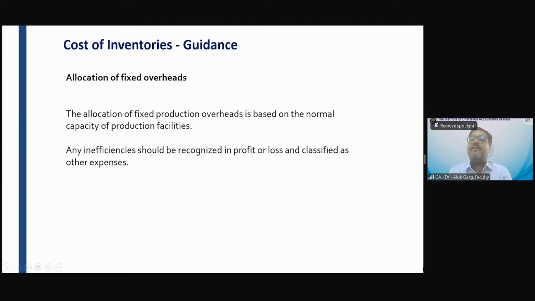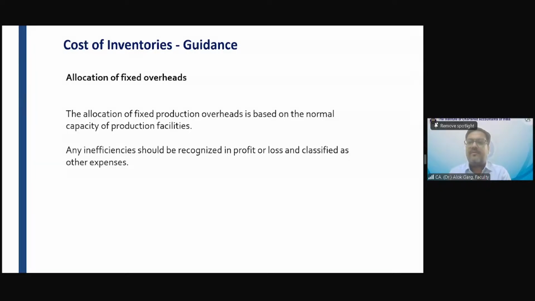So Priyanka, I'm asking you, let's say the fixed overhead, the rent, is 1 lakh rupees. I'm asking a question and this question goes to you. The rent of the factory is 1 lakh rupees, and the normal production capacity of that factory is 10,000 units per month. So what is the per unit cost of rent which is allocated to the inventory?